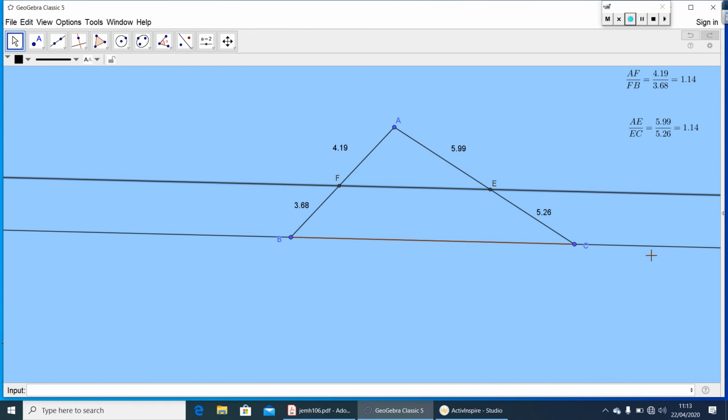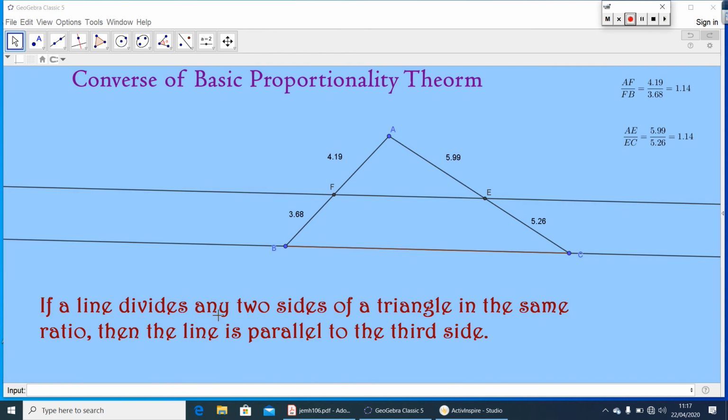That means if a line divides any two sides of a triangle in the same ratio, then this line is parallel to the third side. This we can call the converse of the basic proportionality theorem. That is, if a line divides any two sides of a triangle in the same ratio, then this line is parallel to the third side.